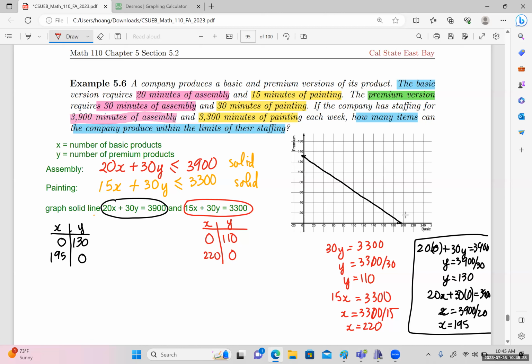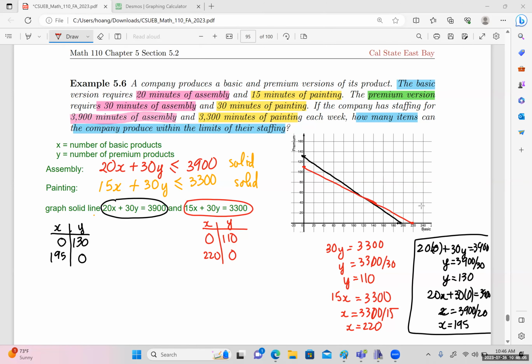So put 220 here. Okay, so the points are 0, 110 and 220, 0 for this line. Draw the line. They are both solid, so I can just draw it. Done.